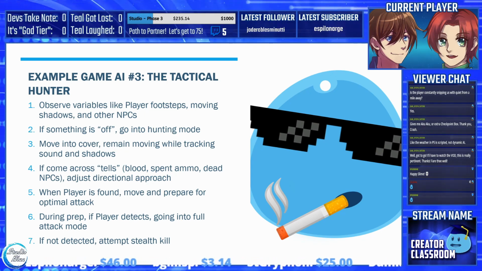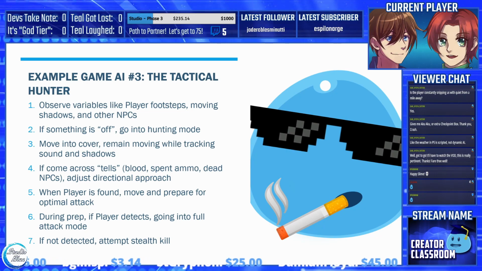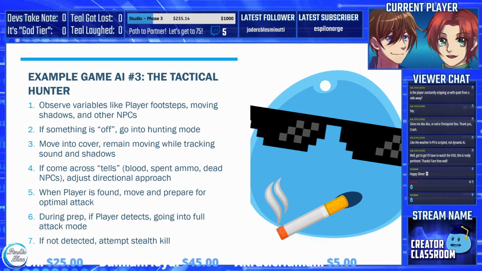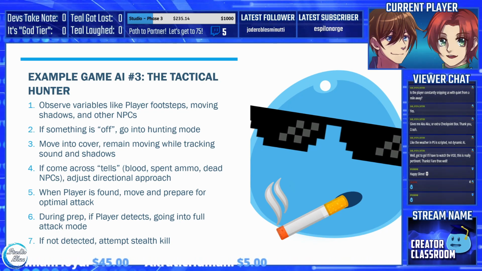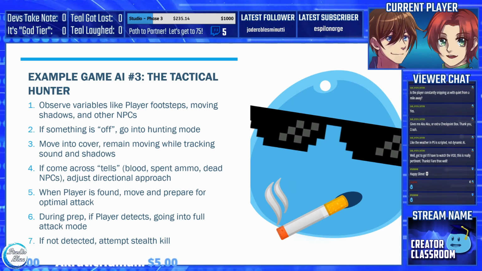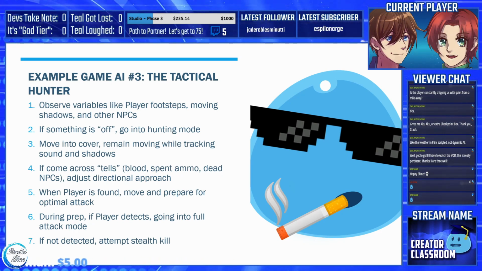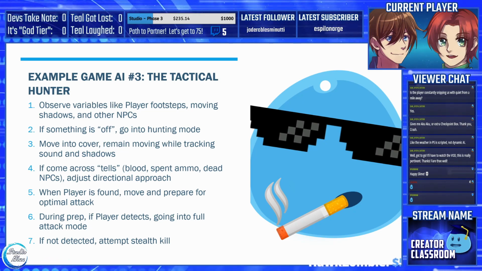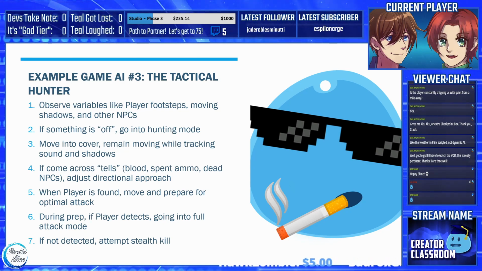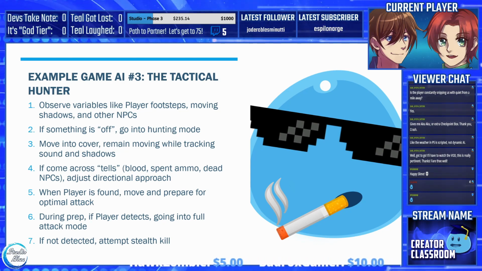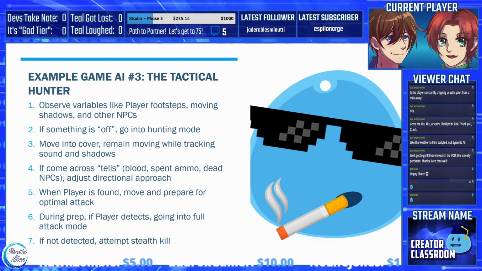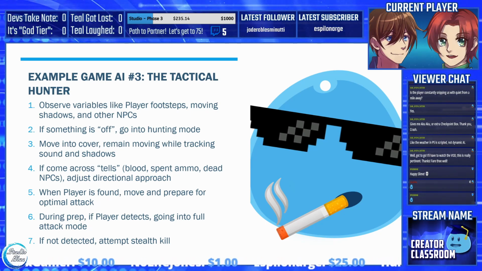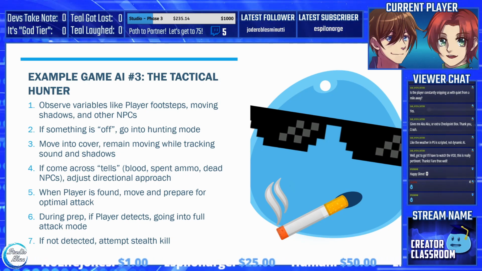When the player is found, though, move in and prepare for an optimal attack, whether it be a sneak attack, a stab, a headshot, a grab and wrestle, starting CQC, it doesn't matter. During the prep, though, while you're getting ready for the sneak attack, if the player detects the enemy AI, go into full attack mode. Drop the pretense and start going. And if it's not detected, it's some kind of stealth kill. Yeah. So as you can see, each one of these adapts its strategies based on what the player's doing and other factors around, like the environment, etc.